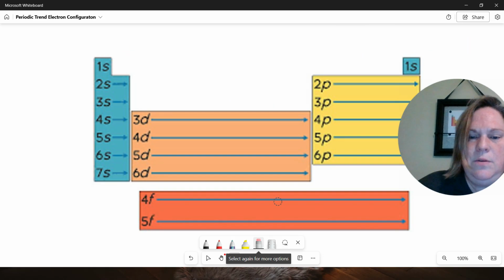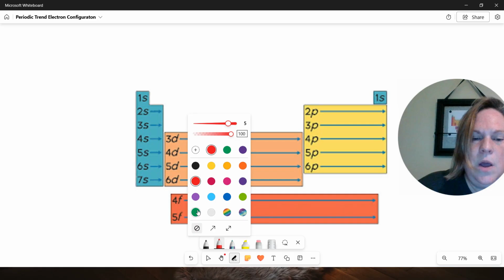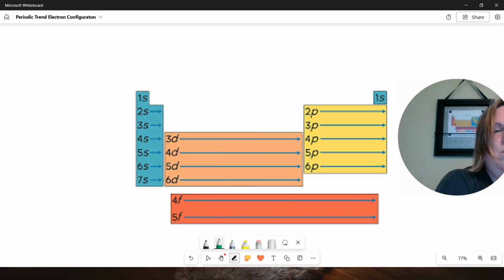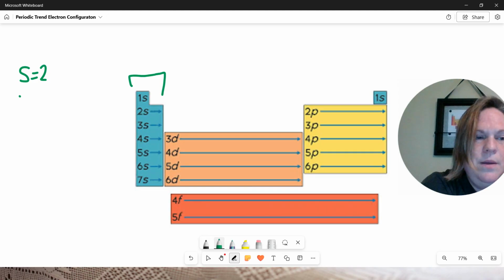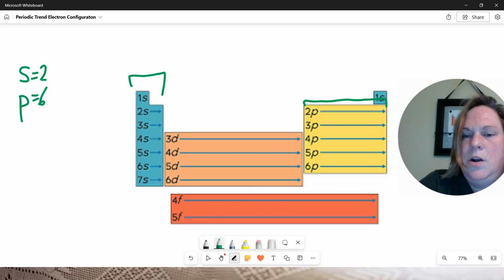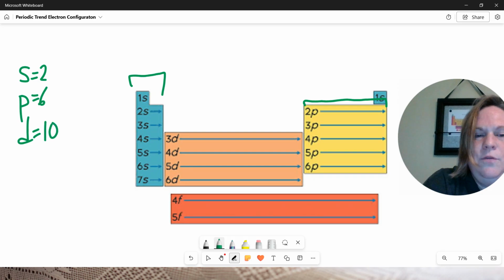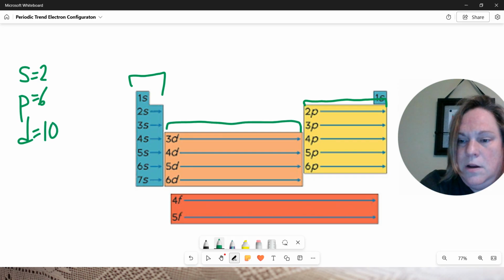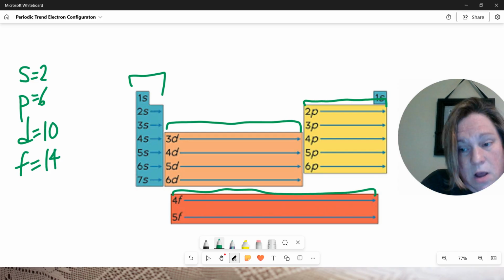Now, let's talk a little more about the details of what we're seeing here. I'm going to just make this a little bit smaller so that we can see better what we're doing. So, the S, we know, can hold 2 electrons. Notice that there are 2 columns. The P can hold 6 electrons, and if we count across here, there are 6 columns. The D can hold 10 electrons, and if we count across here, there are 10 columns. And the F can hold 14 electrons, and if we count across here, there are 14 columns.